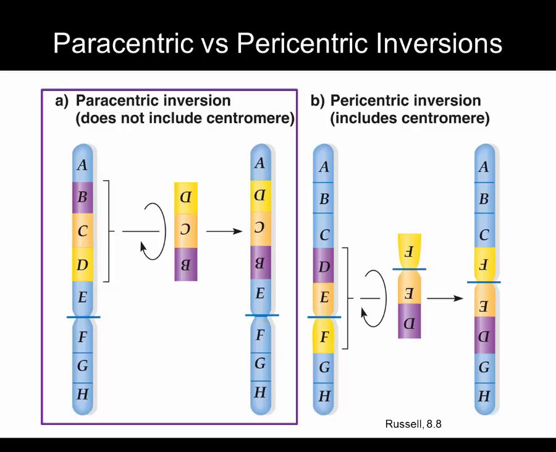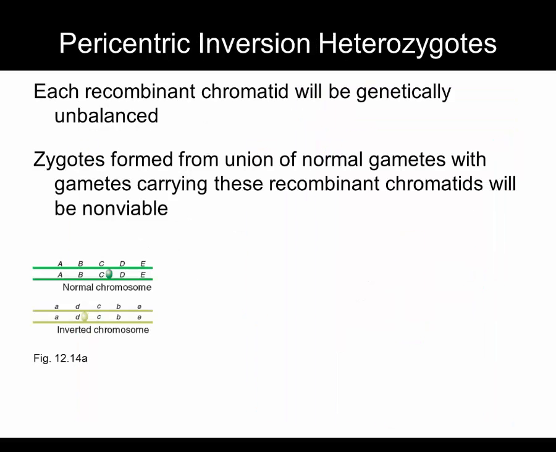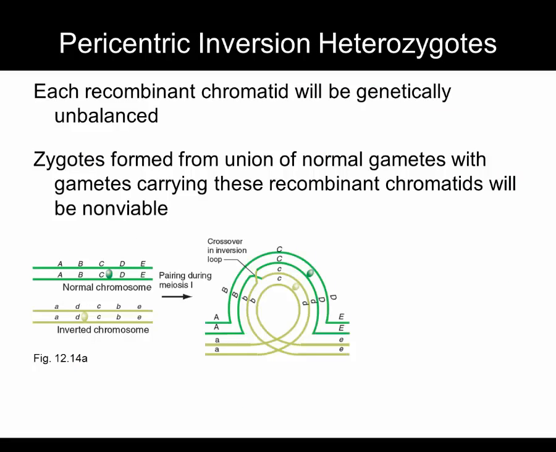In paracentric inversions, the centromere is not part of the inverted region, but in pericentric inversions, the centromere is included in the inversion. Let's look at paracentric inversions first. When a normal chromosome and a chromosome with an inversion pair in prophase 1, one must form a loop to maximize the alignment of homologous regions.